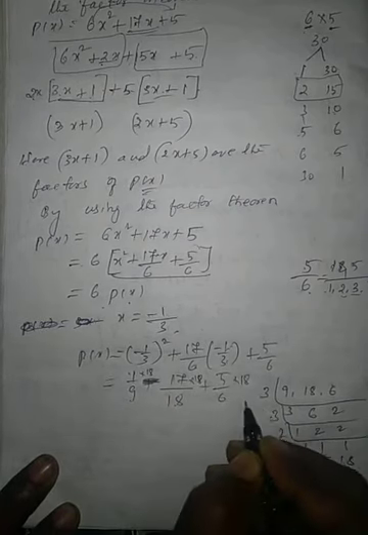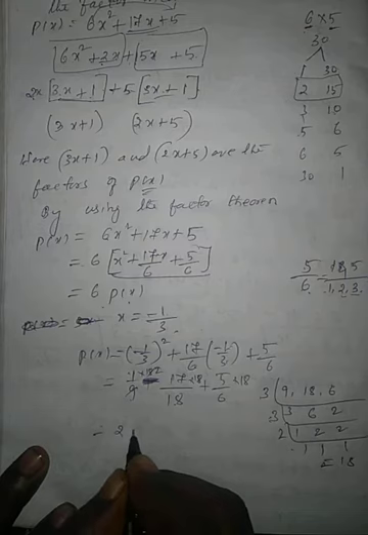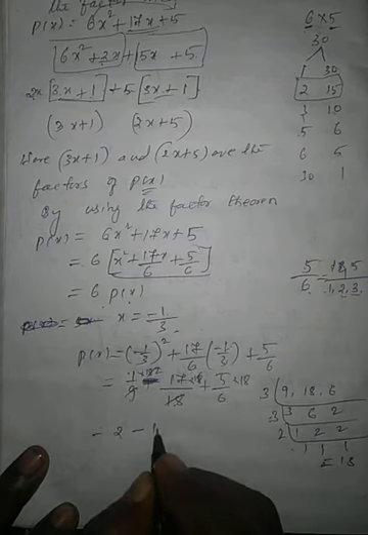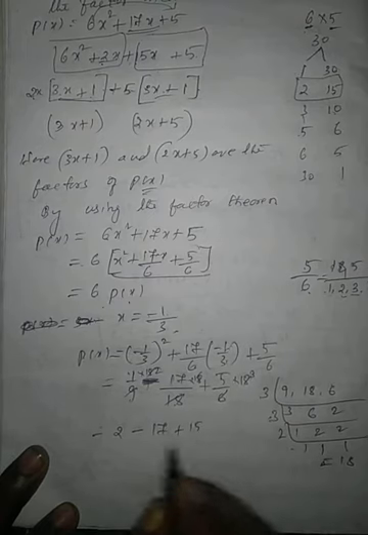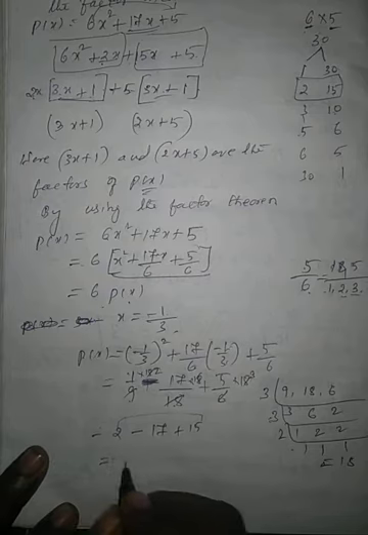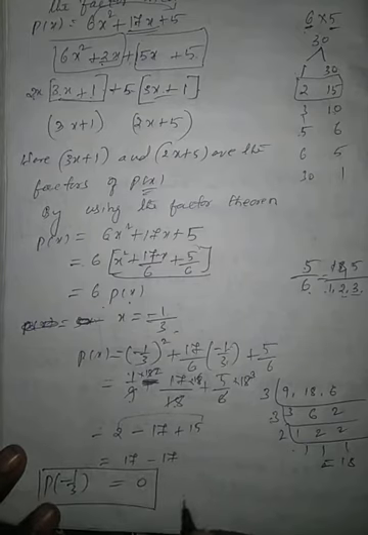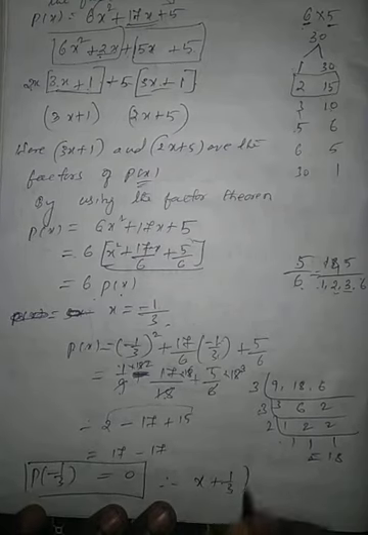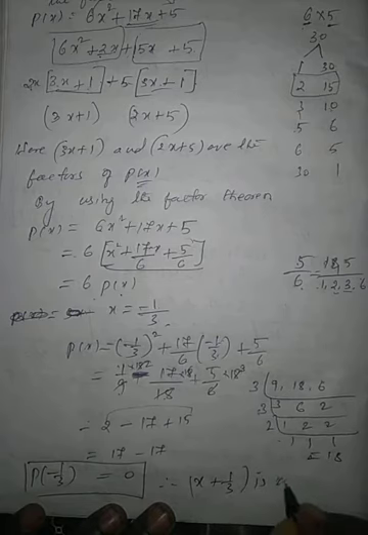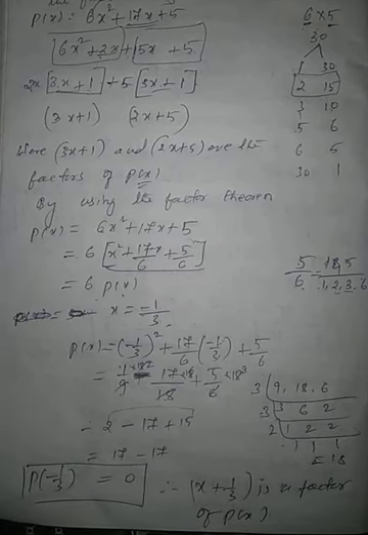So into 18: 9 1s are 9, 9 2s are 18, that is 1 into 2 is 2, minus 18, 18 cancel. Here only 17 minus 17 plus 6 1s are 6, 6 3s are 18, 3 into 5 is 15. So 2 plus 15 is 17, minus 17 is equal to 0. That is p of minus 1 by 3 is 0. Therefore x plus 1 by 3 is a factor of p of x.